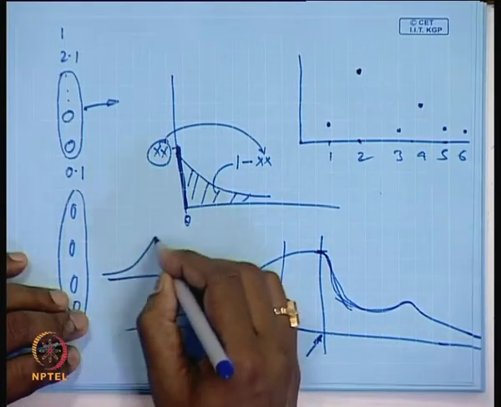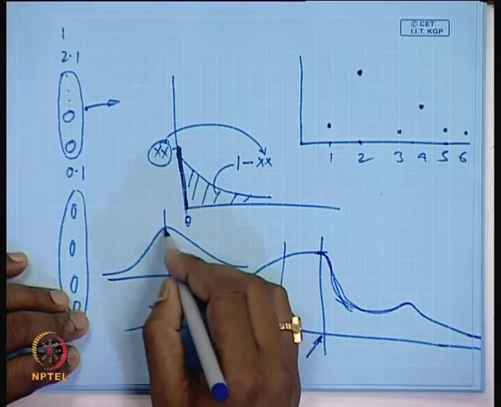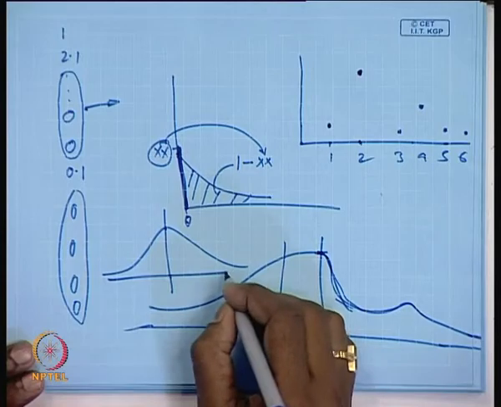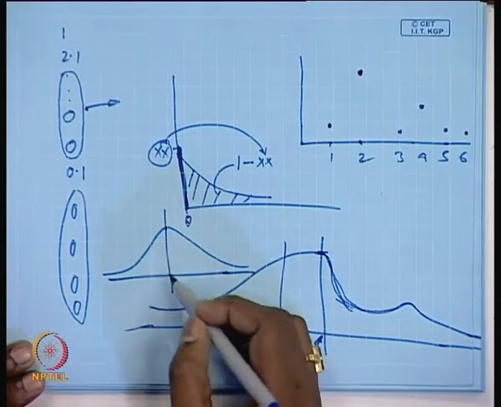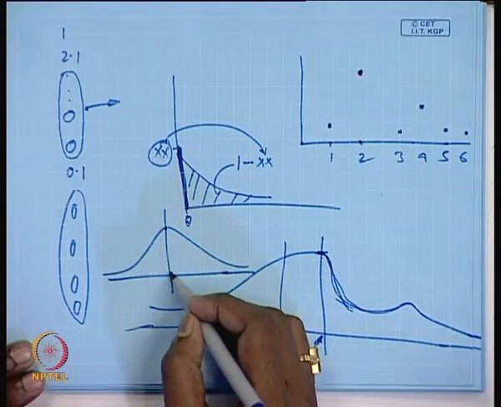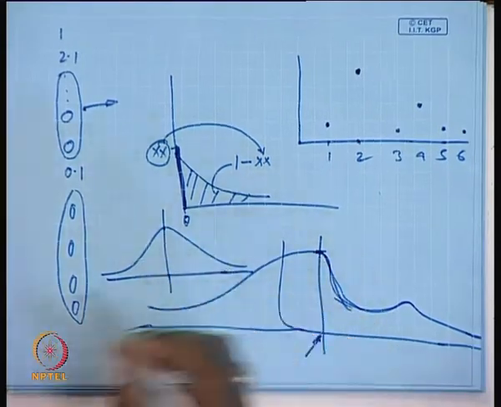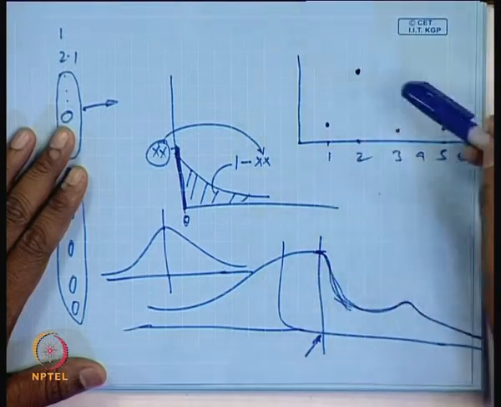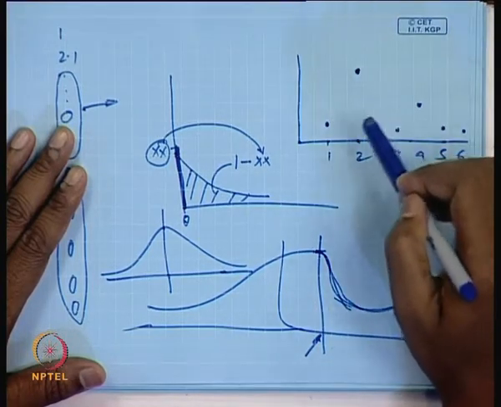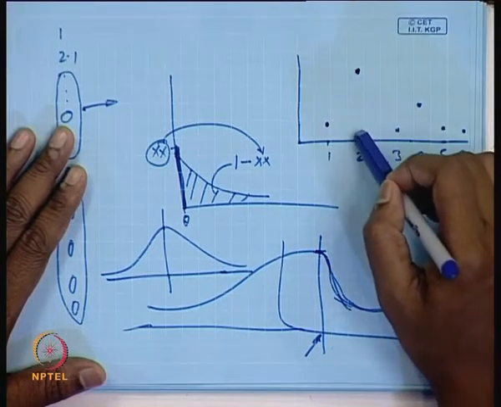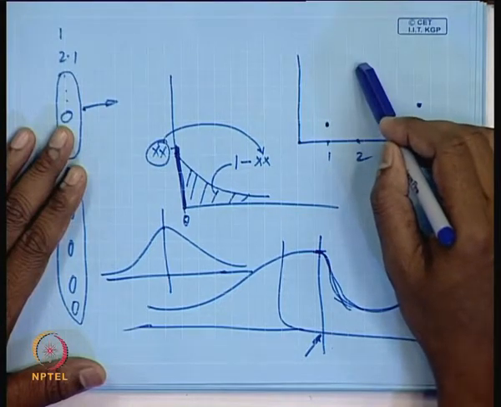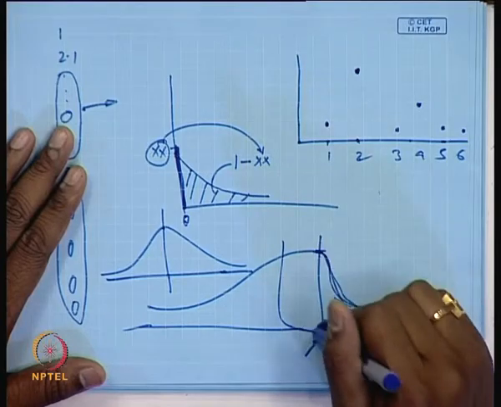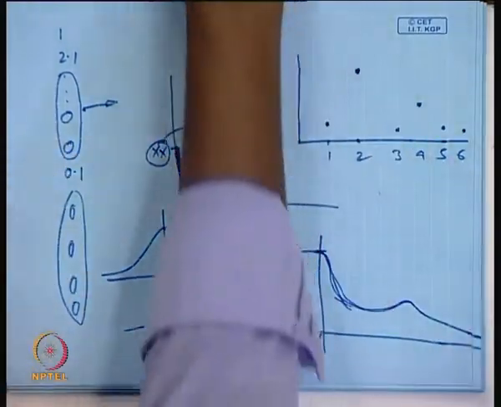For example, the standard normal distribution is unimodal and the mode is here at 0. We will see later that the mean, mode and median are the same for this kind of symmetric distribution, that is a normal distribution. What we mean here is that for a discrete random variable, where the probability mass is the maximum, that is your mode, and where the probability density is maximum, that is your mode for that random variable.